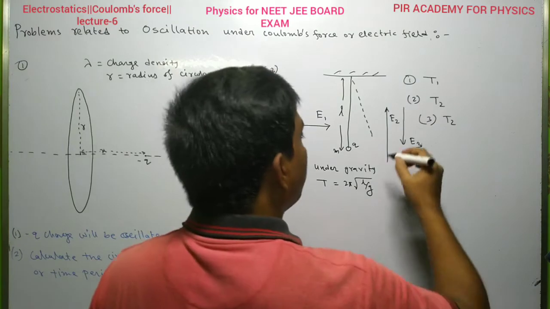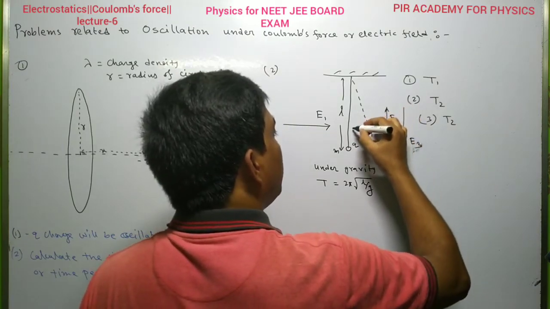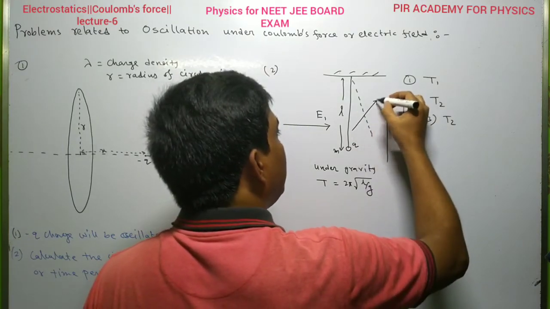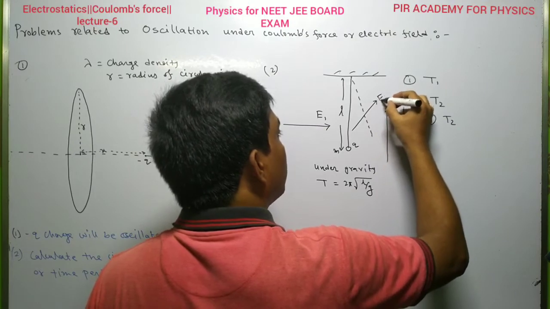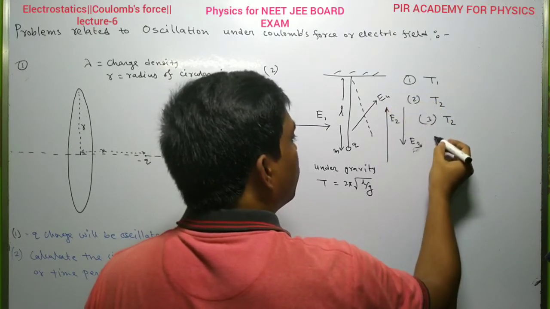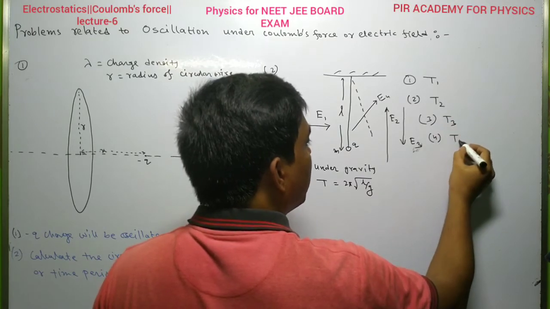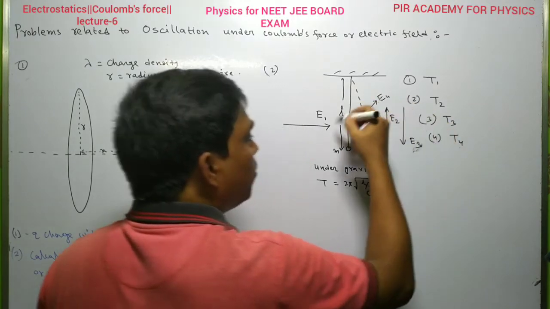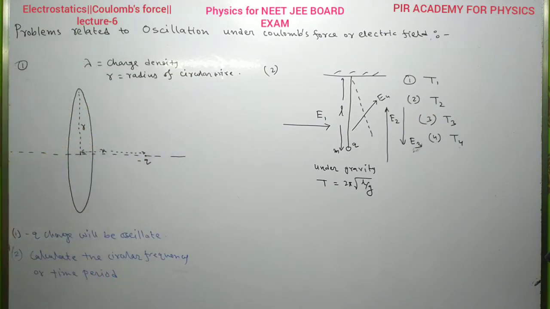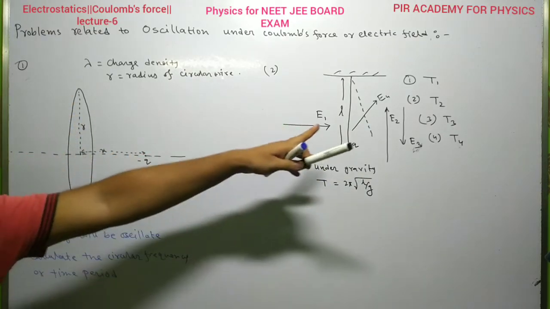Number 4, if I apply the electric field at any angle along this direction, then in this condition you have to find out the time period of this oscillation. This is condition number 2. Now here I will discuss this problem first, then I will discuss the other problem.